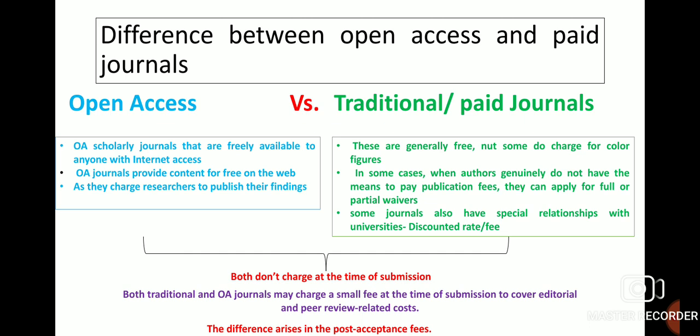The similarity between open access and traditional journals is that they both may charge a small fee at the time of submission to cover editorial and peer review related costs. The differences arise mainly in the post acceptance fees.